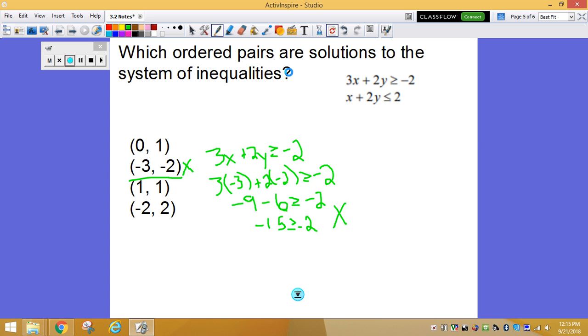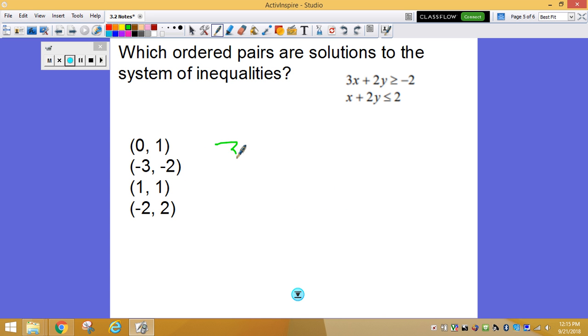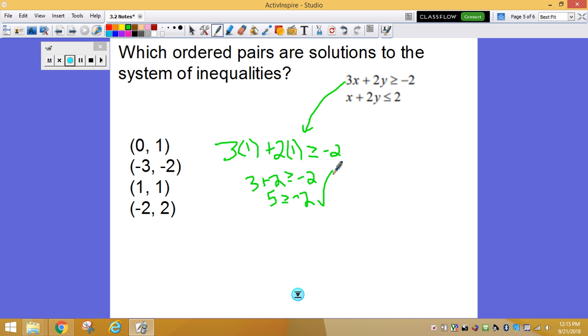Let's try 1, 1. So I'm going to do 3 times 1 plus 2 times 1 greater than or equal to negative 2. I'm doing this first one. 3 times 1 is 3. 2 times 1 is 2. 3 plus 2 is 5. Is 5 bigger than or equal to negative 2? Sure is. So it works for that first one.